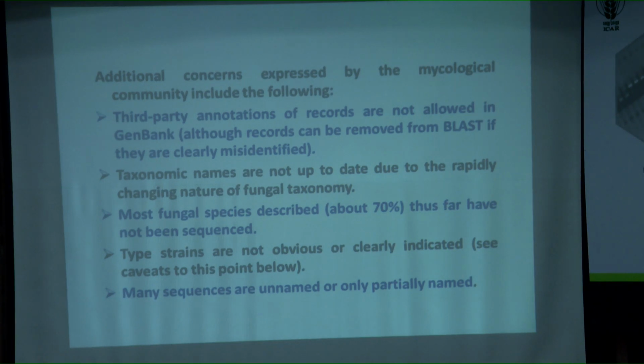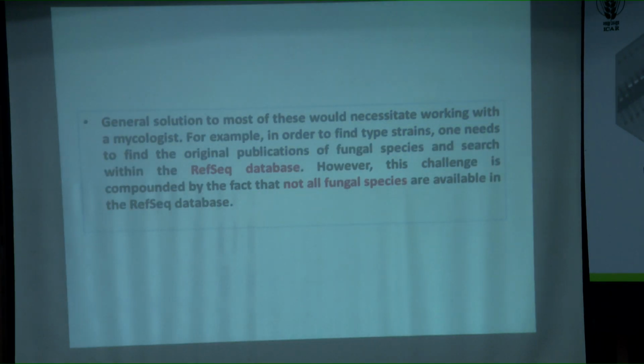Sometimes that information is not updated in NCBI also. That is also a problem, and most fungal species described thus far have not been sequenced, and type strains are not obvious. For the validation of authentic identification, your sequence should be identical to the type strain. Sometimes those type strains are not available and many sequences are unnamed or only partially named. So, these are other problems in this.